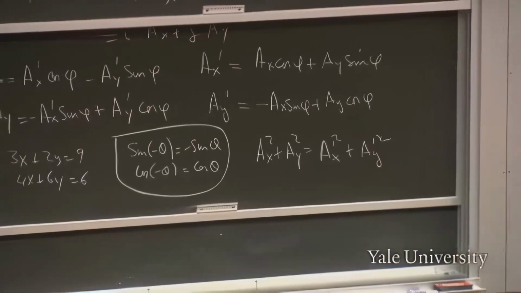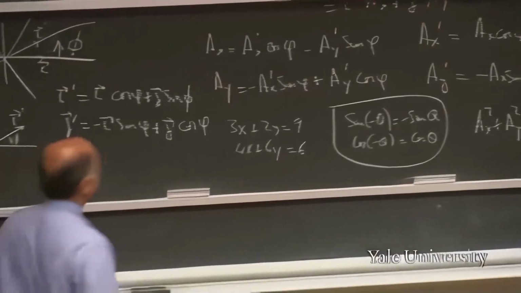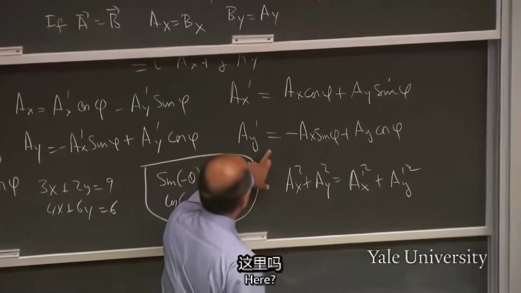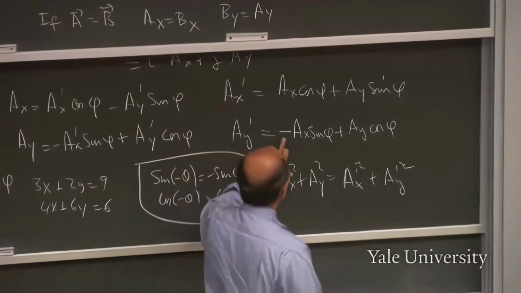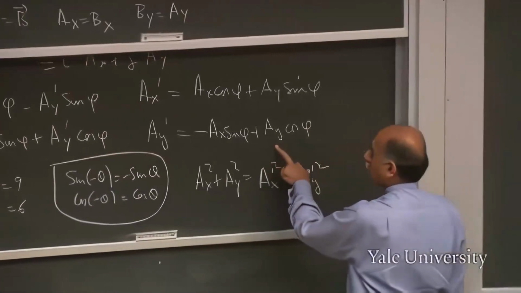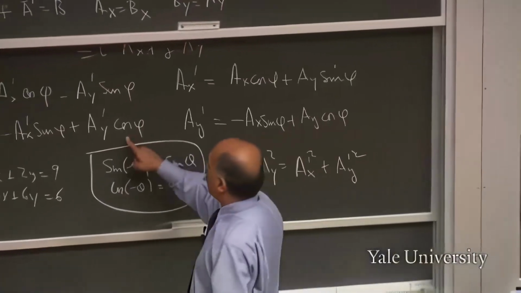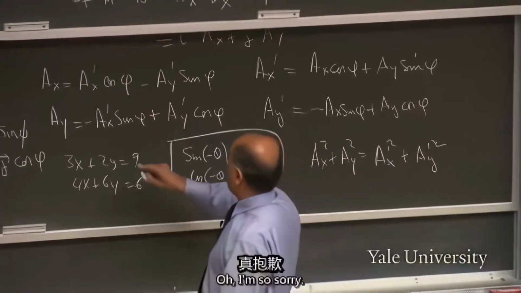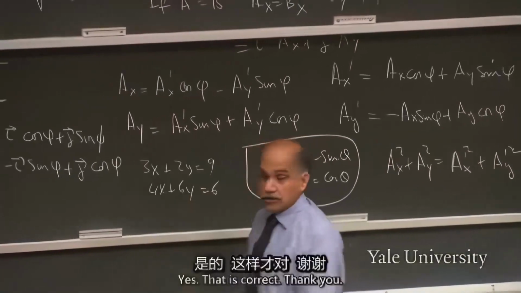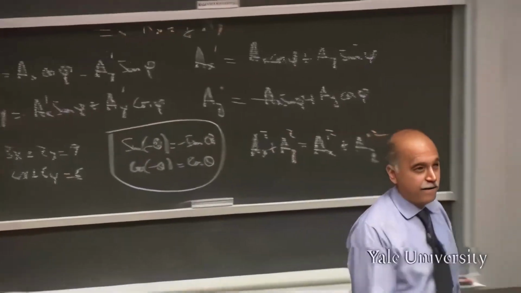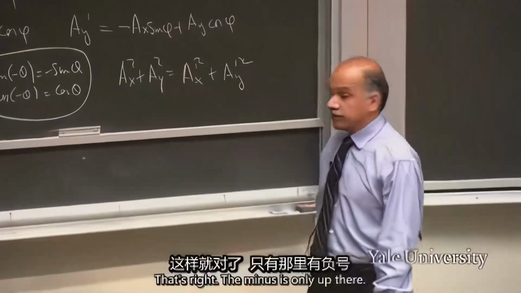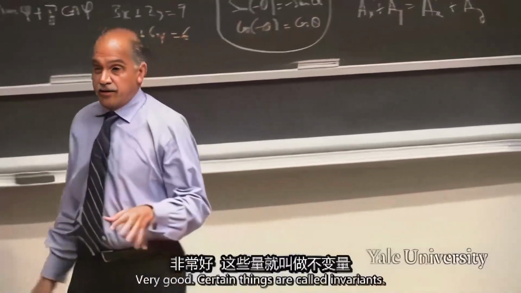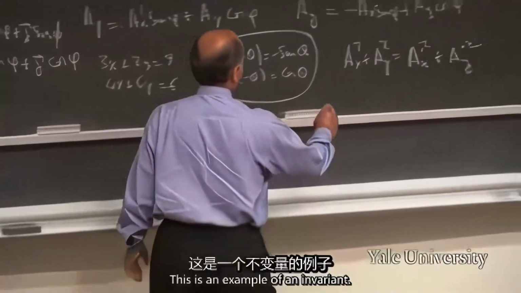Yes? So is there a minus in front of both the ay and ay prime in front of the ax prime side? Here? No, on the second part? Is there a minus in front of both of them? This has a minus, and that doesn't have a minus. Oh, here? Yeah, here both are plus, but this one has a minus. Oh, I'm so sorry. Yes, that is correct. Thank you. That's right, the minus is only there. Very good. So certain things are called invariants. This is an example of an invariant.